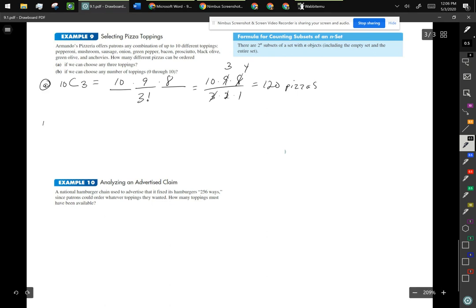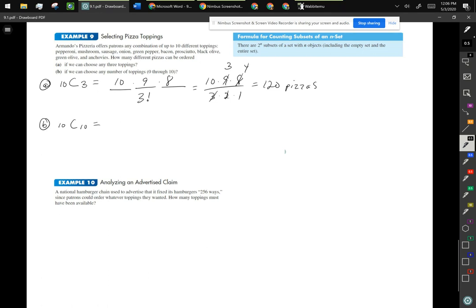So pretty straightforward there. Part B is a little tricky because, well, it says if we can choose any number of toppings, 0 through 10, that's kind of a problem. It's very doable. We're still going to use combinations. However, the problem is this. Well, let's say we can pick 10 toppings. Well, then that'd be 10C, 10, right? That's going to give me some number.